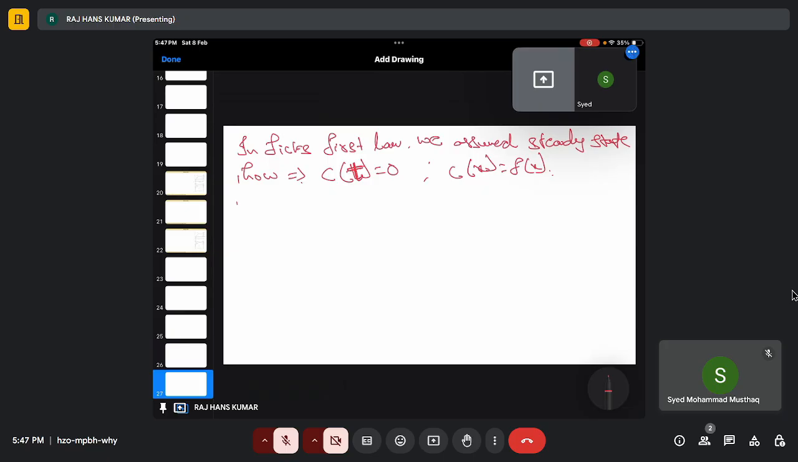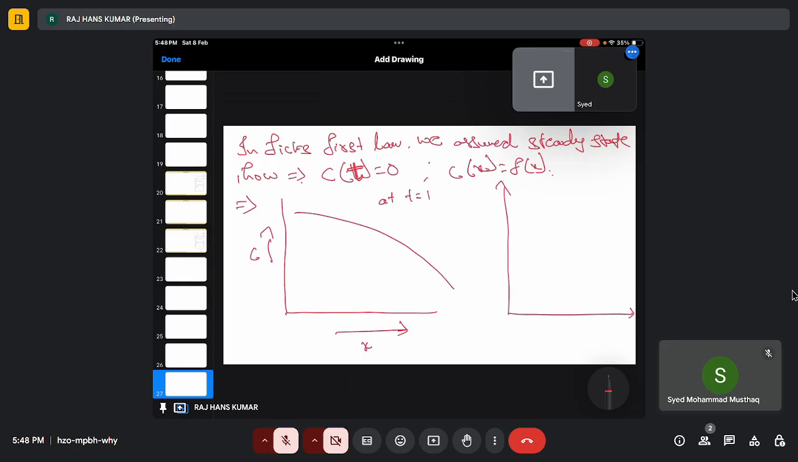Now, what happens if the concentration is changing with temperature, right? So that is my question. So for example, if this is my concentration and this is my distance, right? So, for example, this is my C versus x. Now, it is at t equals to 1. What happens at t equals to t2? This concentration might change, the concentration versus x, right?